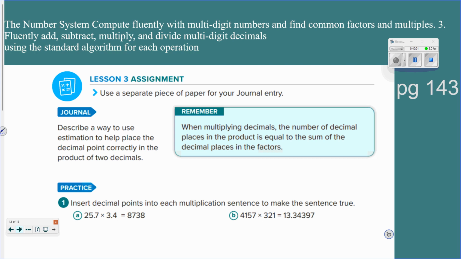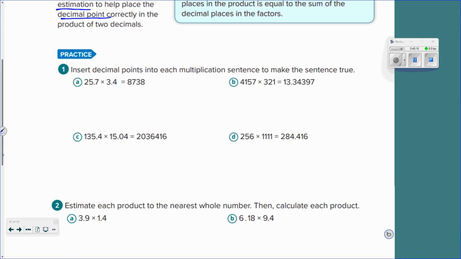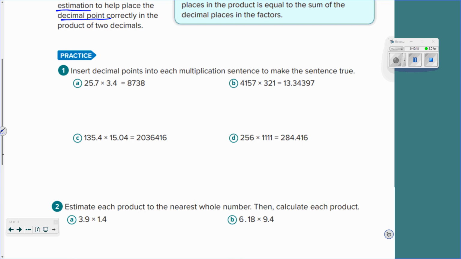On your estimation. Guys, we use this estimation. How can I use it to put my decimal point correctly? That's your journal entry. Now, we're actually going to put that into practice. Insert the decimal places into each multiplication sentence to make it true. So all I'm doing is, this is the answer for 257 times 34. I just need you to put the decimal in the right place. That goes for all four of those.